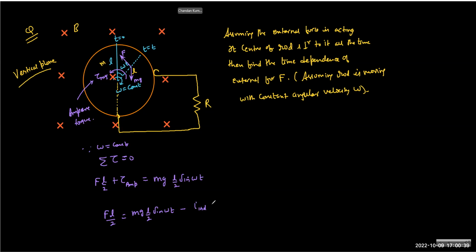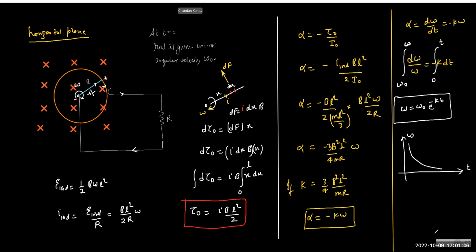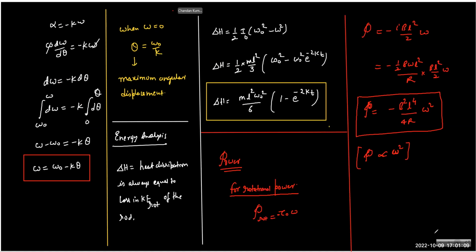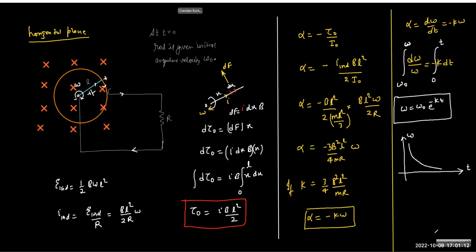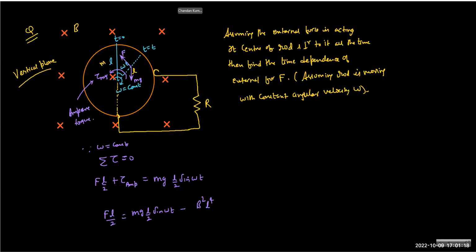So it was I induced. Yeah, tell me. Sir, B square by 4, omega square by 4r. Yeah, so just let me add that value. So it was B square L power 4. Sorry, L cube. Okay, I'll just check it. I haven't written the full answer here. Anyway, we can derive it. So B square L cube omega square by 4r, I was getting. Just a minute.